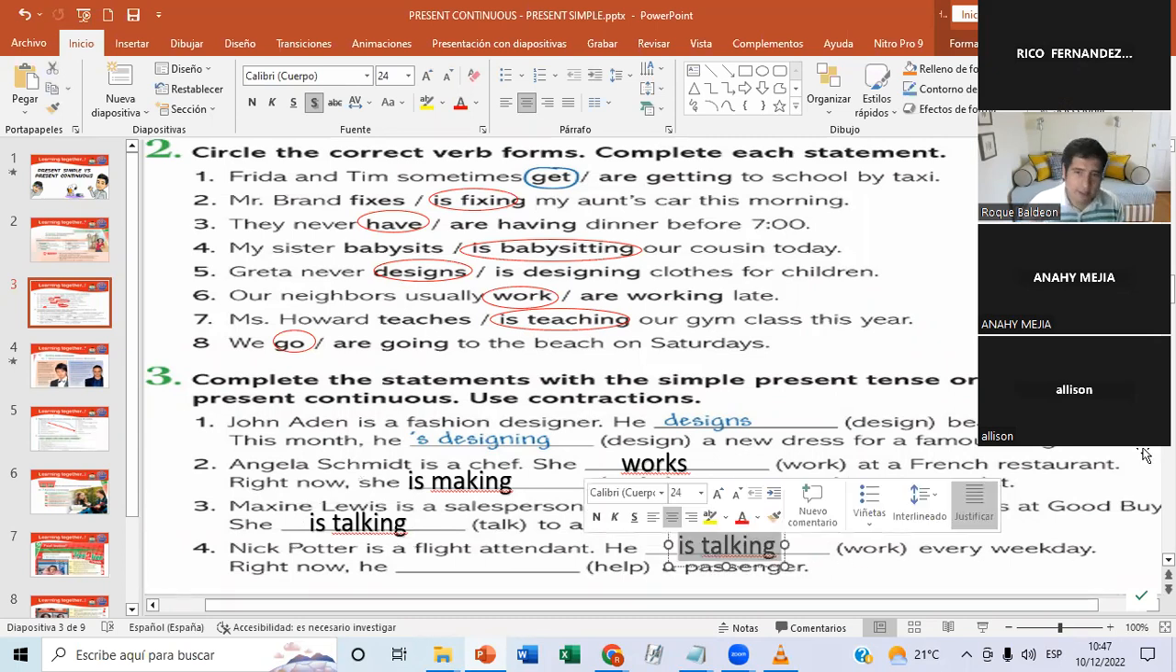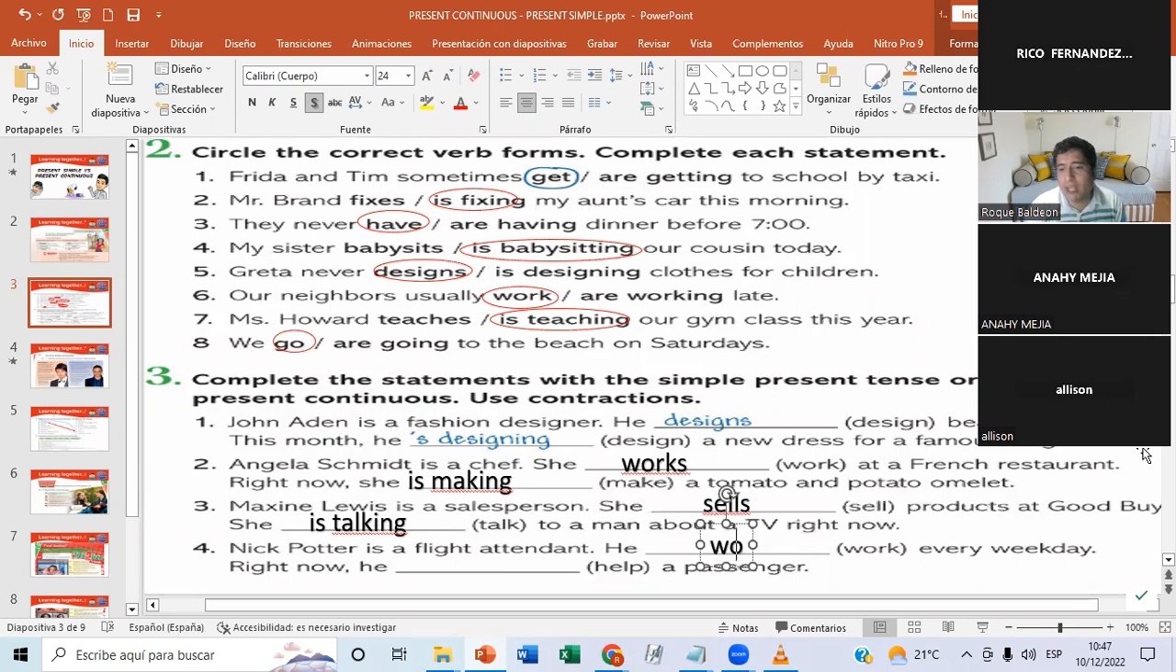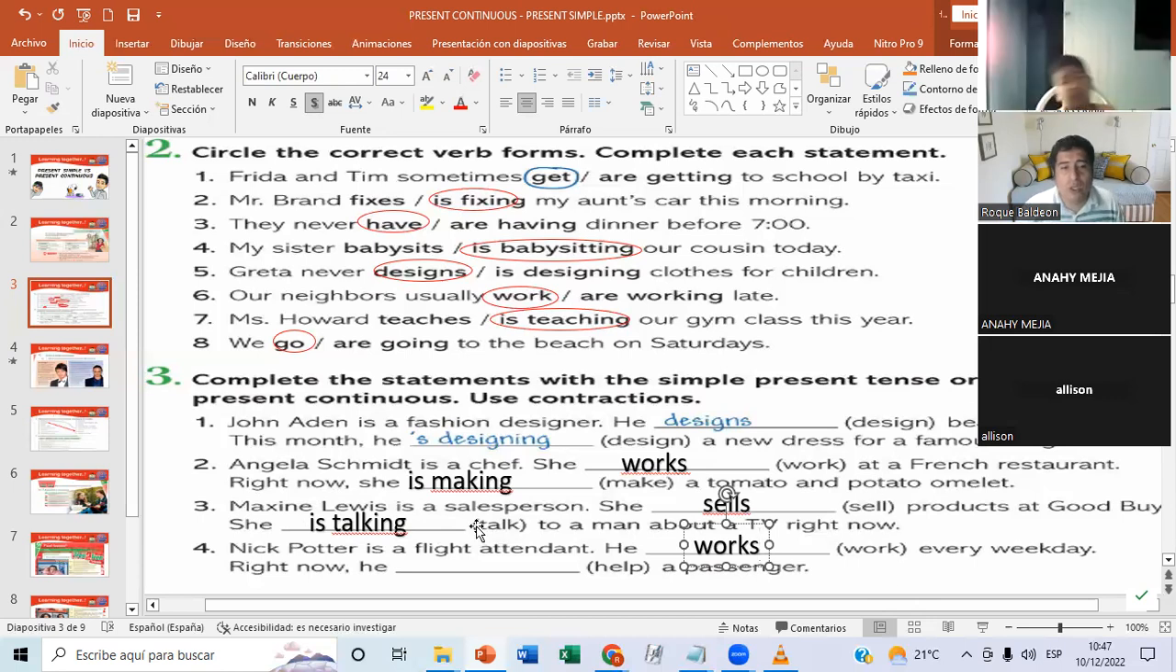Come on, Anaí. Working, are you sure? Dice porque every weekday, está haciendo una rutina, casi todos los días, todos los cinco días. Sería he works, claro, that's it, very good, porque lo hace rutina, recuerda, todo lo que es routines va a ser simple present, he works, she works. Good, all right.